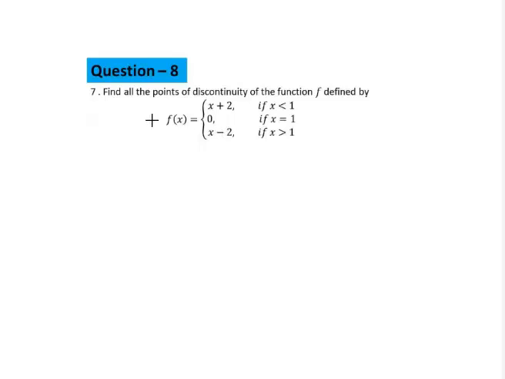Okay, so this is the last question I'm doing, the last question regarding continuity. Find all the points of discontinuity. So we need to find at what values of x the function is becoming discontinuous, those x values for which the function is becoming discontinuous.